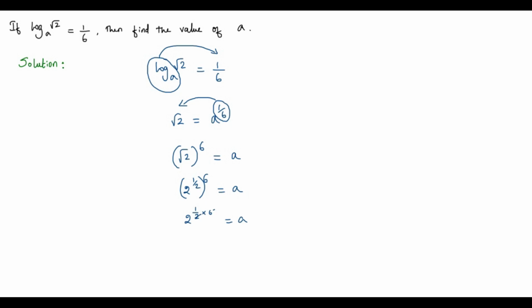So 1 times 2 is 2. 2 goes into 6 3 times. So we get 2 to the power of 3 is equal to a. The value of 2 to the power of 3 is 8. So finally we got the value of a. The value of a is 8.